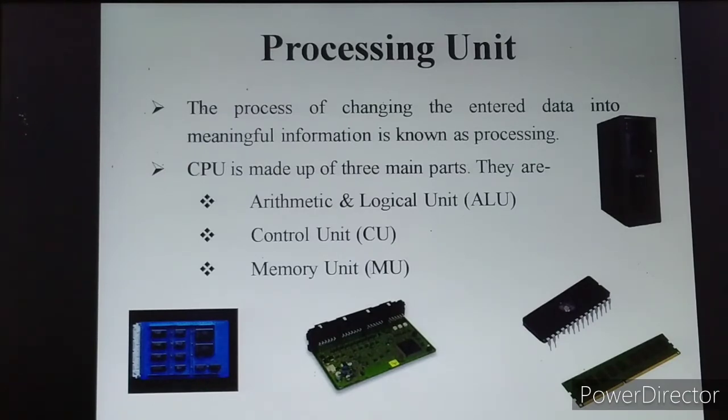So computers process data by the CPU, and CPU has three parts: ALU, arithmetic and logical unit, responsible for all mathematical calculation. Control unit, it controls all working of the computer. Memory unit, it stores all the information in the computer, right? Any doubt? No. So let's move to the next topic.